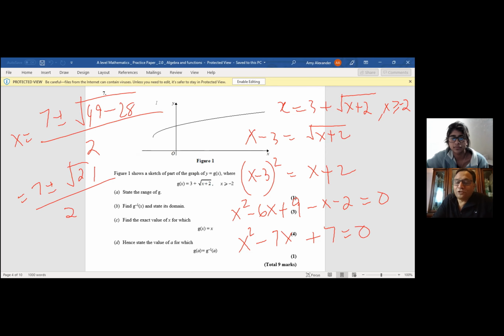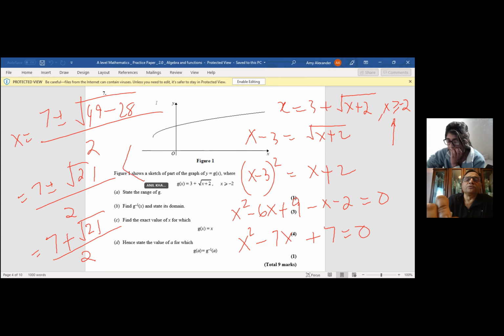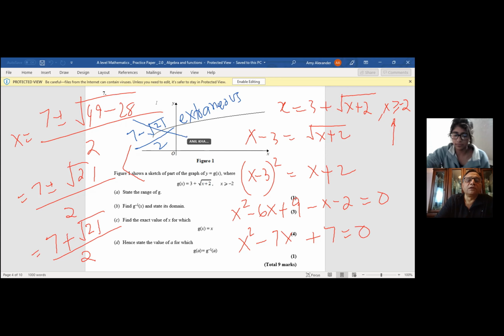Now, this is not your answer. Why is it not your answer? Your answer is restricted by the domain, x greater than -2, right? So the only valid answer will be 7 plus square root of 21 over 2. Is it clear to you? Not the other one, so it has an extraneous root. So this 7 minus square root of 21 over 2 is extraneous, is not part of the solution. So it should not be included. Is it okay? So the only answer is this positive answer, since x is greater than or equal to -2. Is that okay?